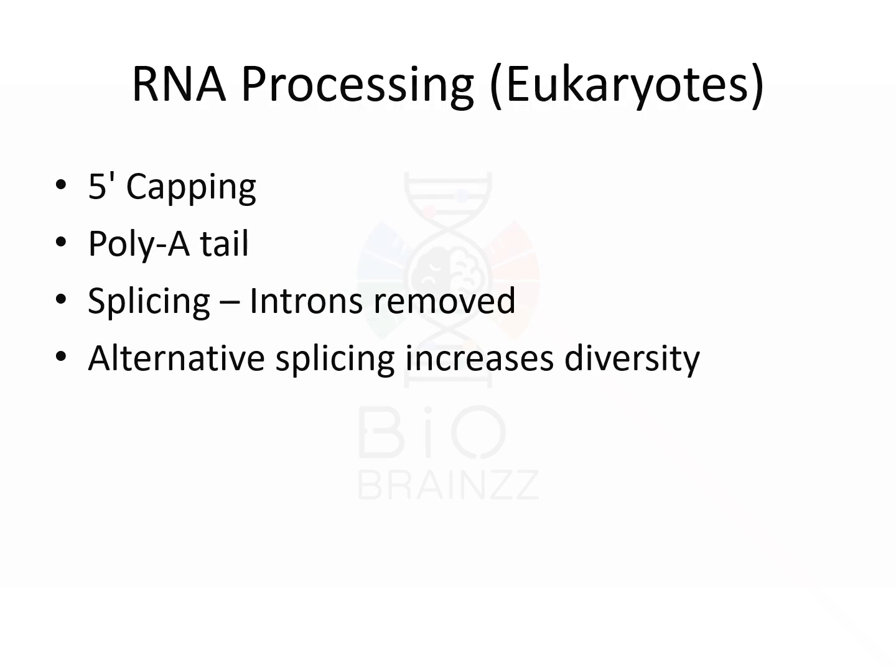In eukaryotes, the RNA made during transcription is modified before use. A cap is added to the 5' end, a poly-A tail to the 3' end, and introns are removed during splicing. Alternative splicing allows one gene to produce different proteins.